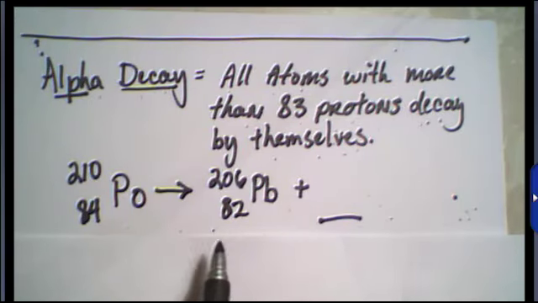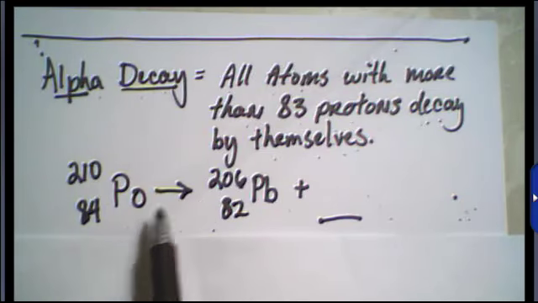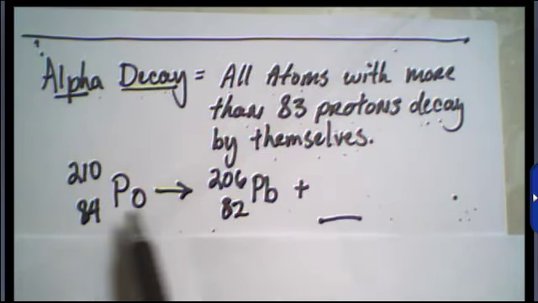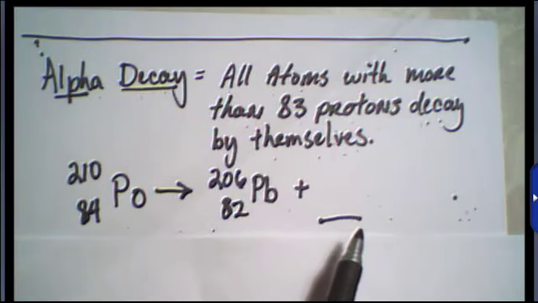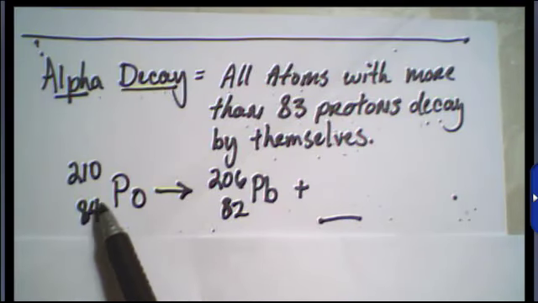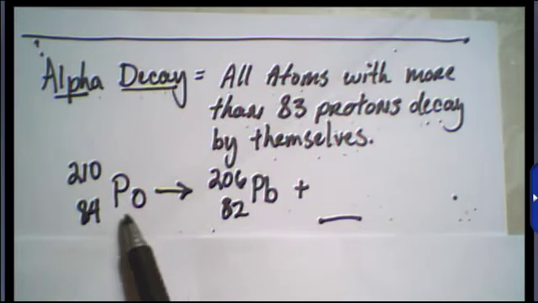This right here is a nuclear reaction equation. Most of the time in these equations, they give you two of the things, and you have to figure out the last one. Here we have polonium, Po. It has 84 protons, and its mass number is 210. It's going to decay into lead, which has 82 protons and a mass number of 206. So what you have to ask yourself is, what is the difference between these two things?